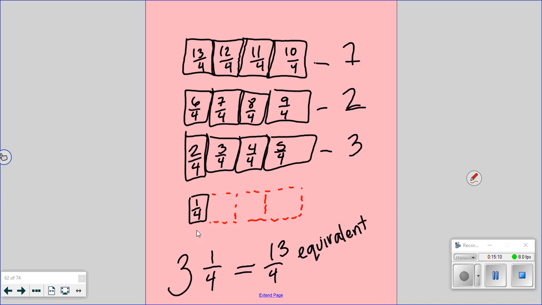Which means they are worth the same amount. 3 whole snack bars plus 1/4 piece left over is worth the same amount as having 13 individual 1/4 pieces.